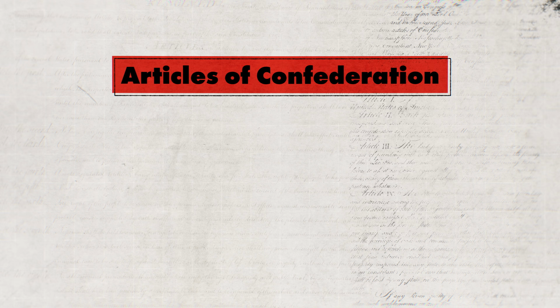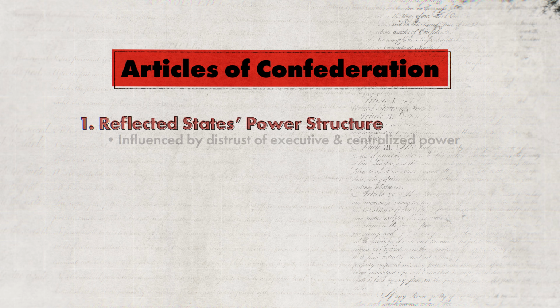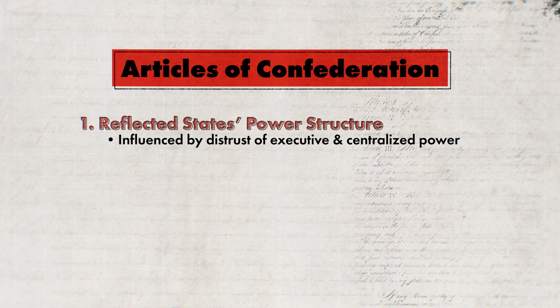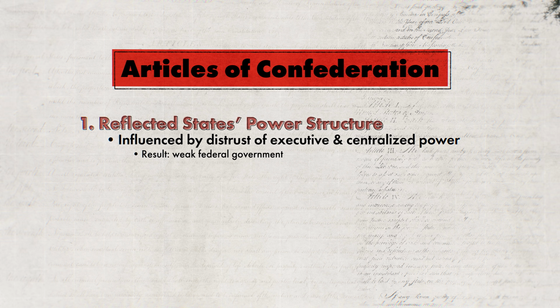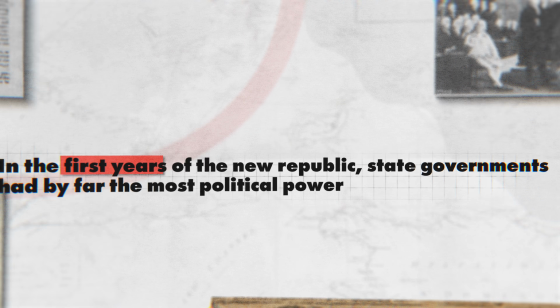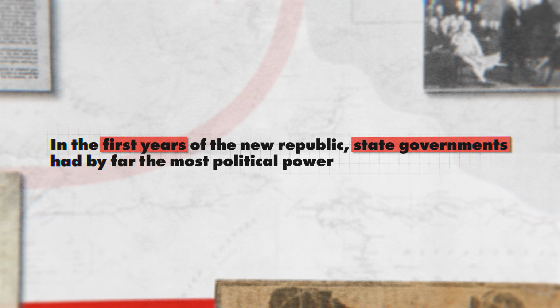Now, the structure of the Articles of Confederation reflected the state's distaste for executive and centralized power. And even though the Articles created a federal government which united the states, it kept the federal government exceedingly weak. And that's not hard to understand because the folks who composed this document still had kind of a monarchy hangover from their colonial days, and so they created a central government that was about as threatening as a soft-boned toddler who likes warm hugs. Therefore, in the first years of the new republic, state governments had by far the most political power.